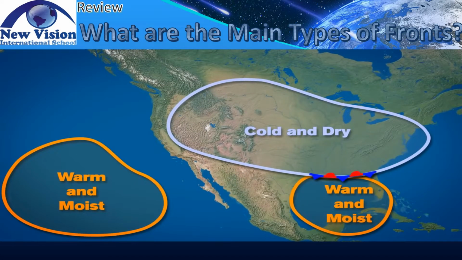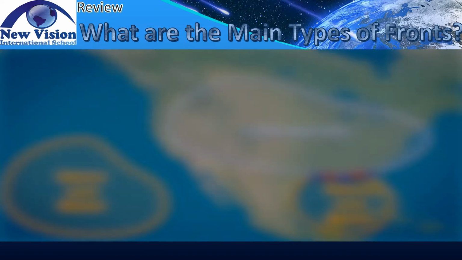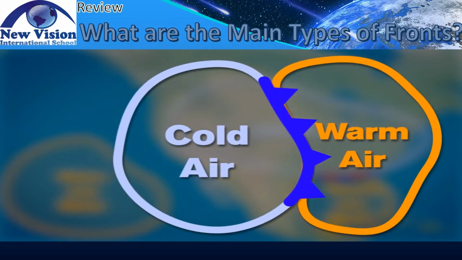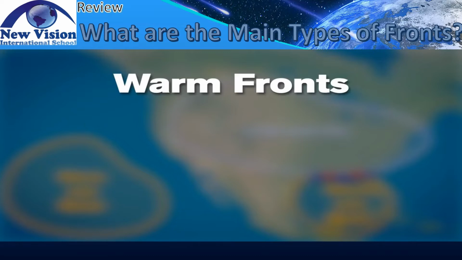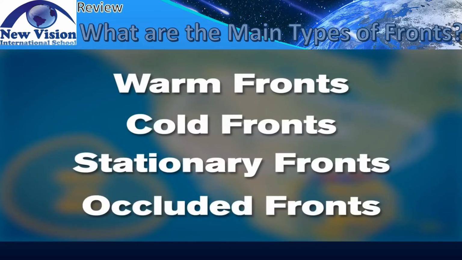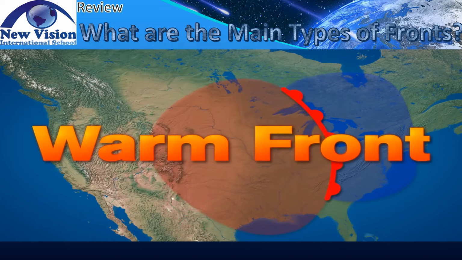The boundaries between these two air masses are referred to as fronts. Fronts are labeled in reference to the relative temperature of the air that is approaching and replacing the existing air mass. There are four types of fronts: warm fronts, cold fronts, stationary fronts, and occluded fronts. A warm front occurs when a warm air mass overtakes an air mass of a colder temperature.